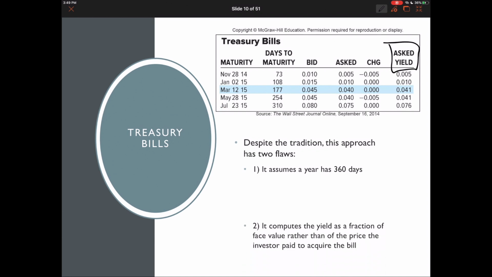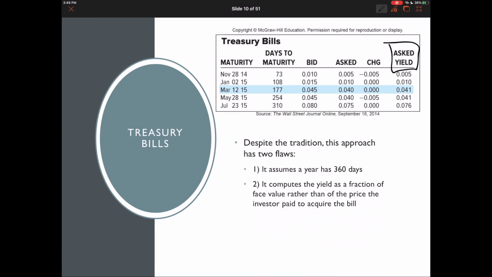But then the second flaw is that it computes the yield as a fraction of face value rather than of the price the investor paid to acquire the bill. So we know that your yield would be based on the price you pay. When you calculate the bank discount yields, the way that these are listed, they are using it as a fraction of face value rather than that actual price, like in the previous example, the $9,998.